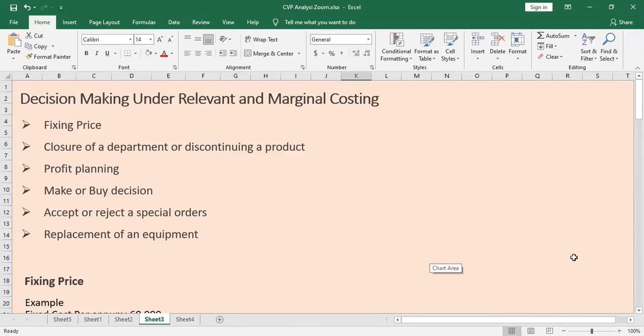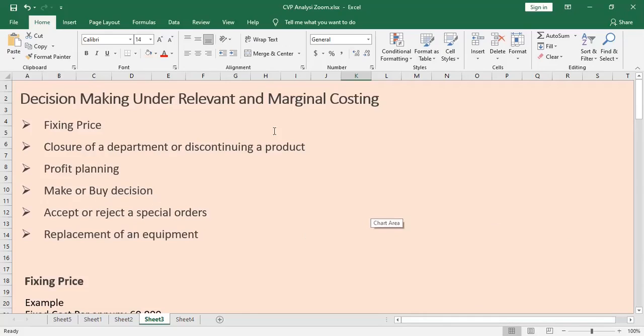So I have listed down some of the decisions: fixing prices, closure of a department or discontinuing a product, profit planning, make or buy decisions, accepting or rejecting special orders, or replacement of equipment. There is another place where we can use this, when we are making decisions about the product mix with a limiting factor present. We will discuss what a limiting factor is when we get to that point. But these are the things I'm going to discuss here.